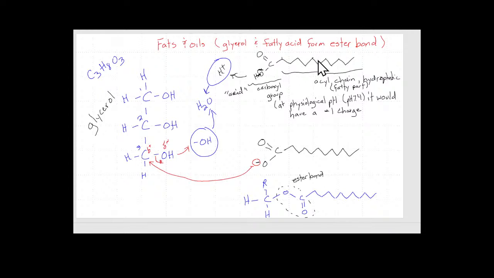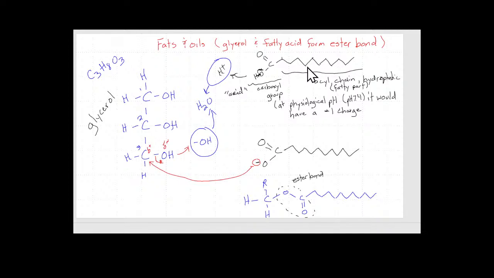So let's see what's going on here. Let's start with the glycerol. Here's where I drew out the 3 different carbons, and then I have the 3 hydroxyl groups. We know that those oxygens are electronegative, and so that's a delta minus, which means a partial negative charge there, which gives a partial positive charge on that carbon.